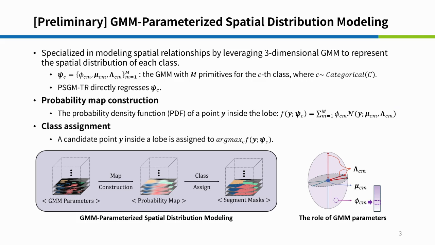For GMM parameterized spatial distribution modeling, the parameters define the probability density functions of class-wise GMM. For each primitive, mu, phi, and lambda denote the center point, importance weight, and effective area respectively. A candidate point y is assigned to the class with the highest PDF value.